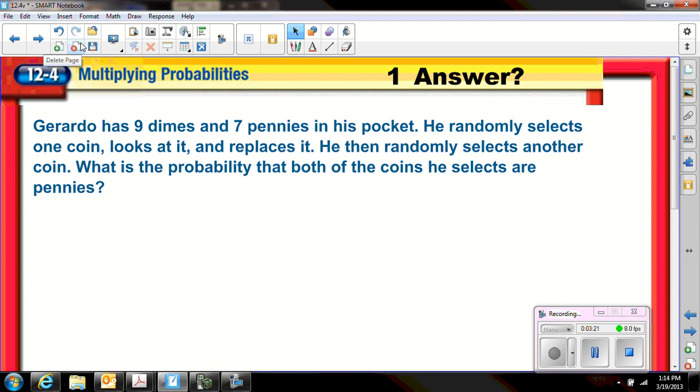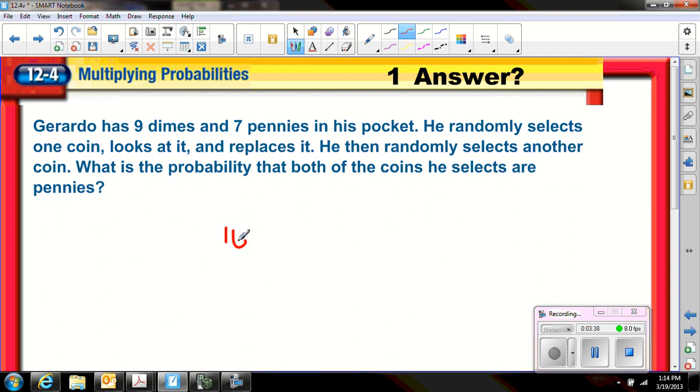Alright, second option. Gerardo now has 9 dimes and 7 pennies, so same situation as before. He randomly selects one coin, looks at it, replaces it. He randomly selects another coin. What's the probability that both of his coins are now pennies? So we just did the dime example, now let's do pennies.